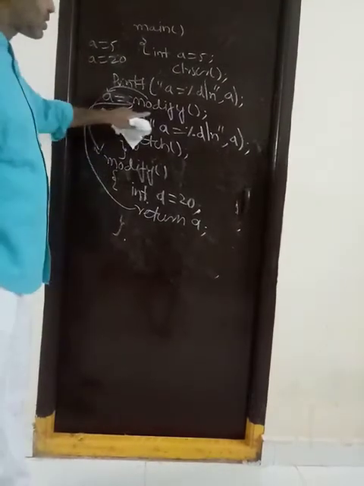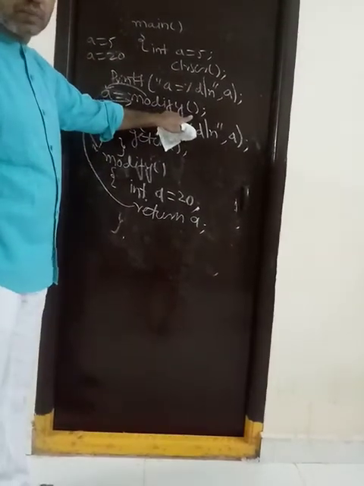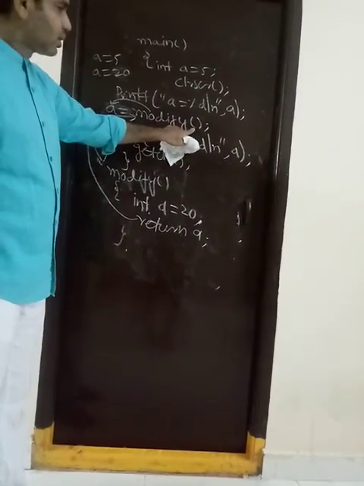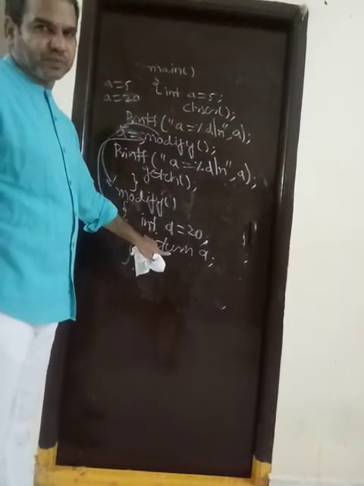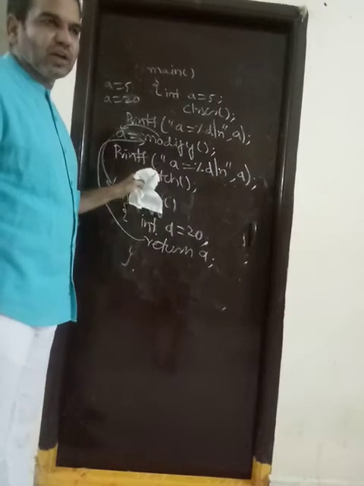So this is called a function without argument. Here there is no argument: function without argument with return statement. This is the first way of the user defined function.